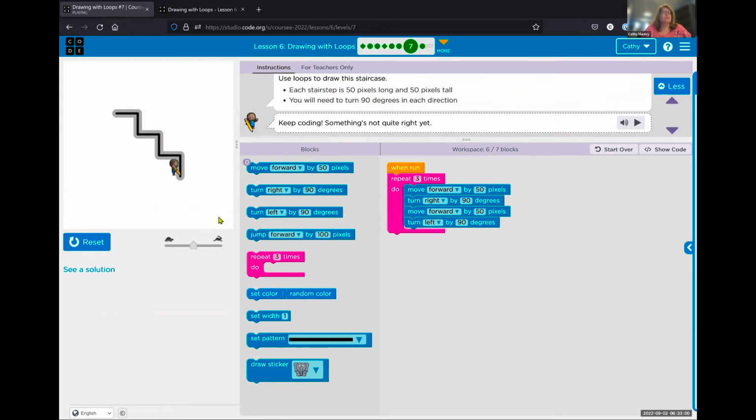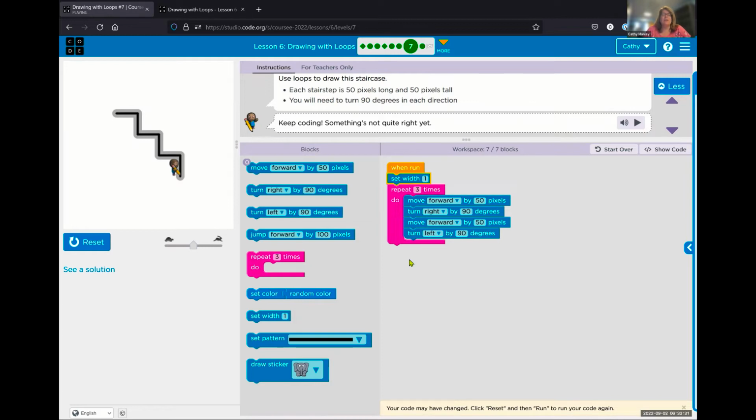And so students are going to have to do some debugging here and also really consider what it is that the program was asking them to do. This program asked them to trace that staircase, so the black line is not as thick as the staircase. So it's a good opportunity to really talk about where in my workspace do I need to put a block that will widen that line. There is a block here for set the width, and it can go right up here. Students may try to put it at the bottom.